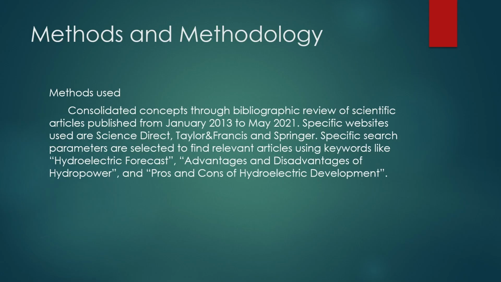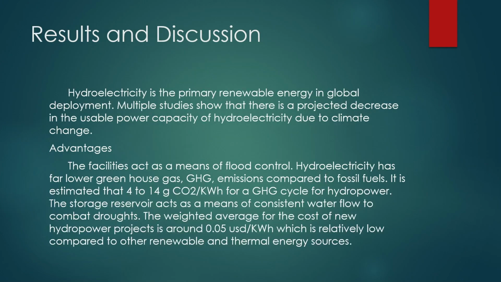Okay, so the methods used: they consolidated concepts through a bibliographic review of scientific articles published from January 2013 to May 2021. The specific websites used are Science Direct, Taylor and Francis, and Springer. Specific search parameters were selected to find relevant articles, using keywords like hydroelectric forecast, advantages and disadvantages of hydropower, and pros and cons of hydroelectric development. That's just how they found the articles, and then they went through them, cited them, and used them as sources for their paper.